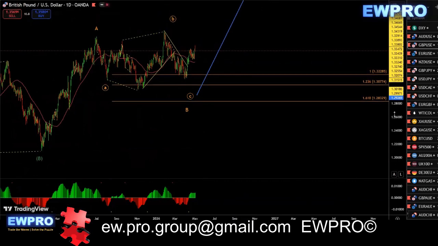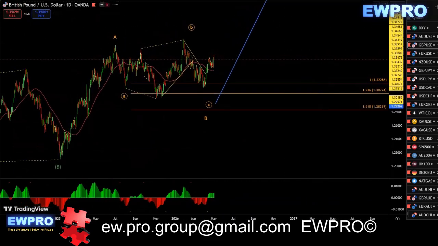GU, very similar to AU. Here we're looking for more upside. We have this A, B, C here, come down to the 100 fib. So I'm looking for the A, B, C.